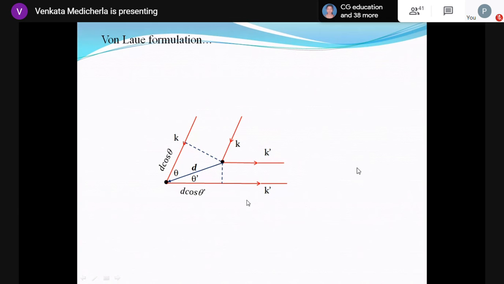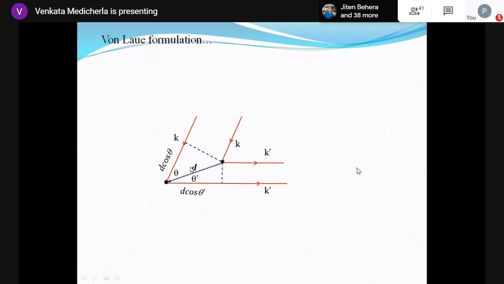Now again, I want to find the path difference between the two rays. One ray has gone from here, the other one has traveled to the second atom. So if you want to find the path difference, the extra path traveled by ray 2, you have to drop a perpendicular from the first point to the incident ray, the dotted line I have shown. Yeah, this is one perpendicular, the other perpendicular is here. Now the extra path is this one. This much you have to calculate.